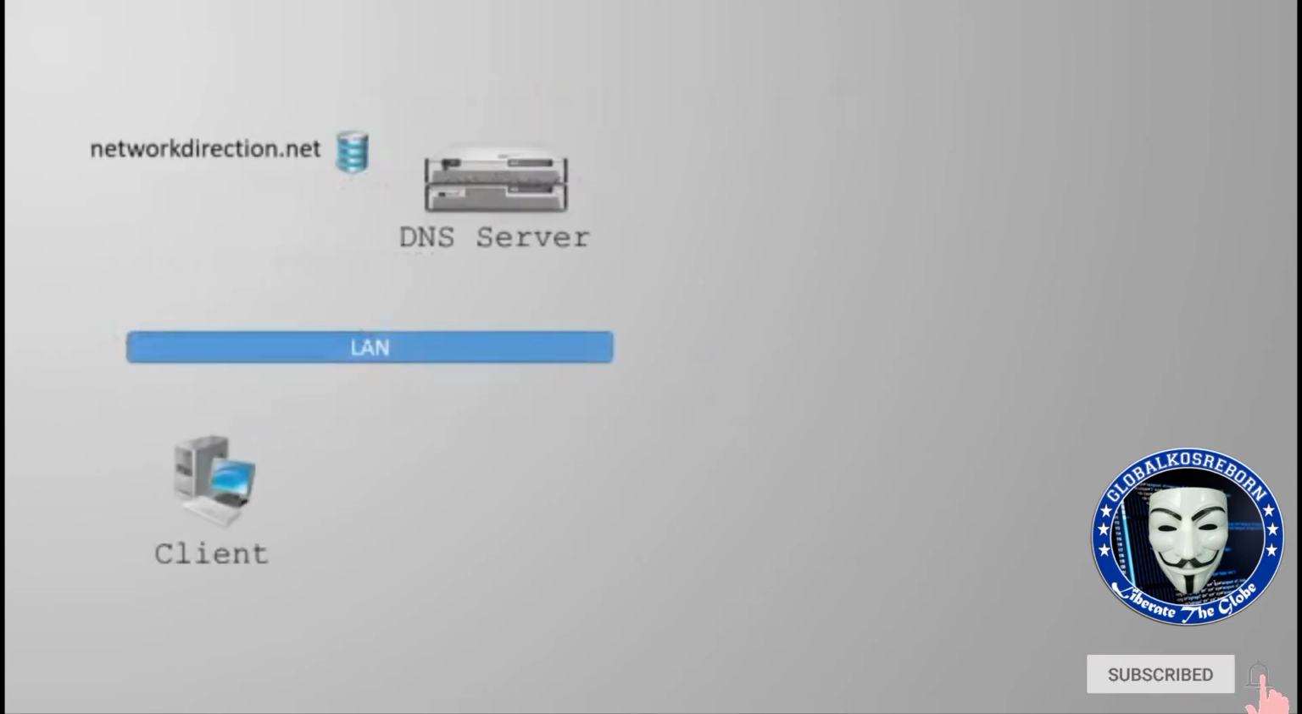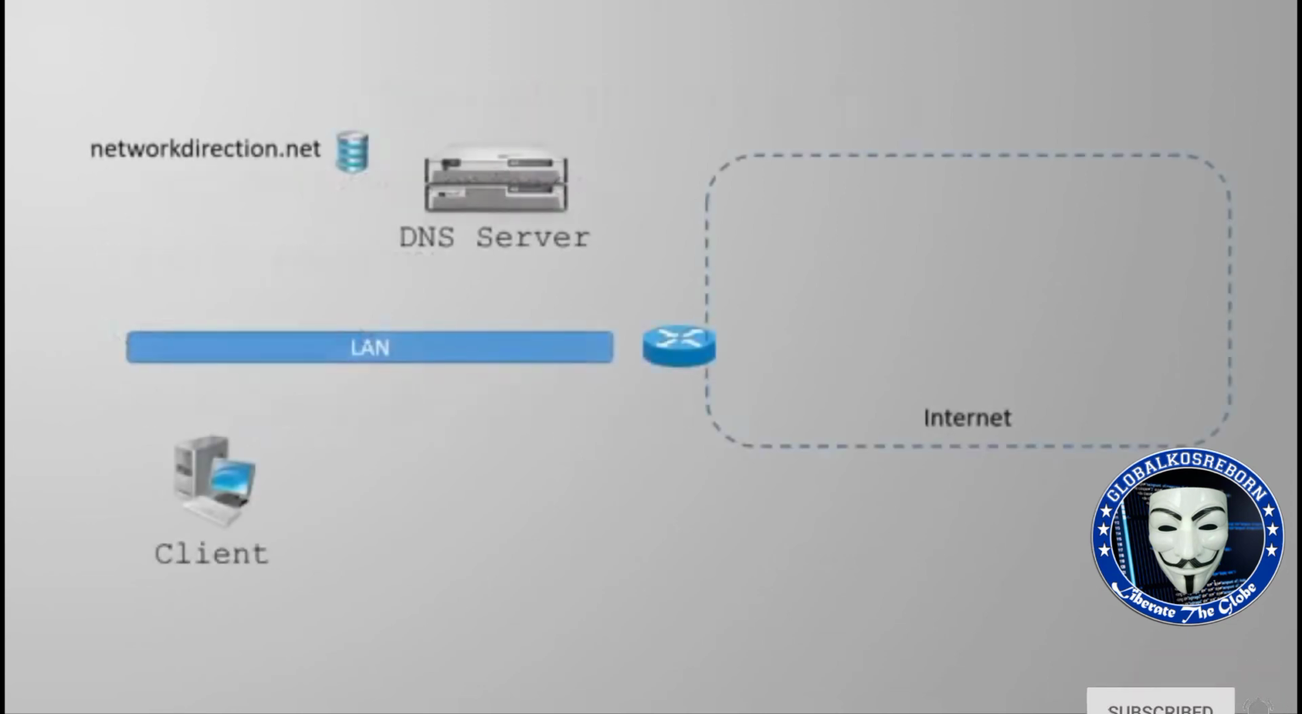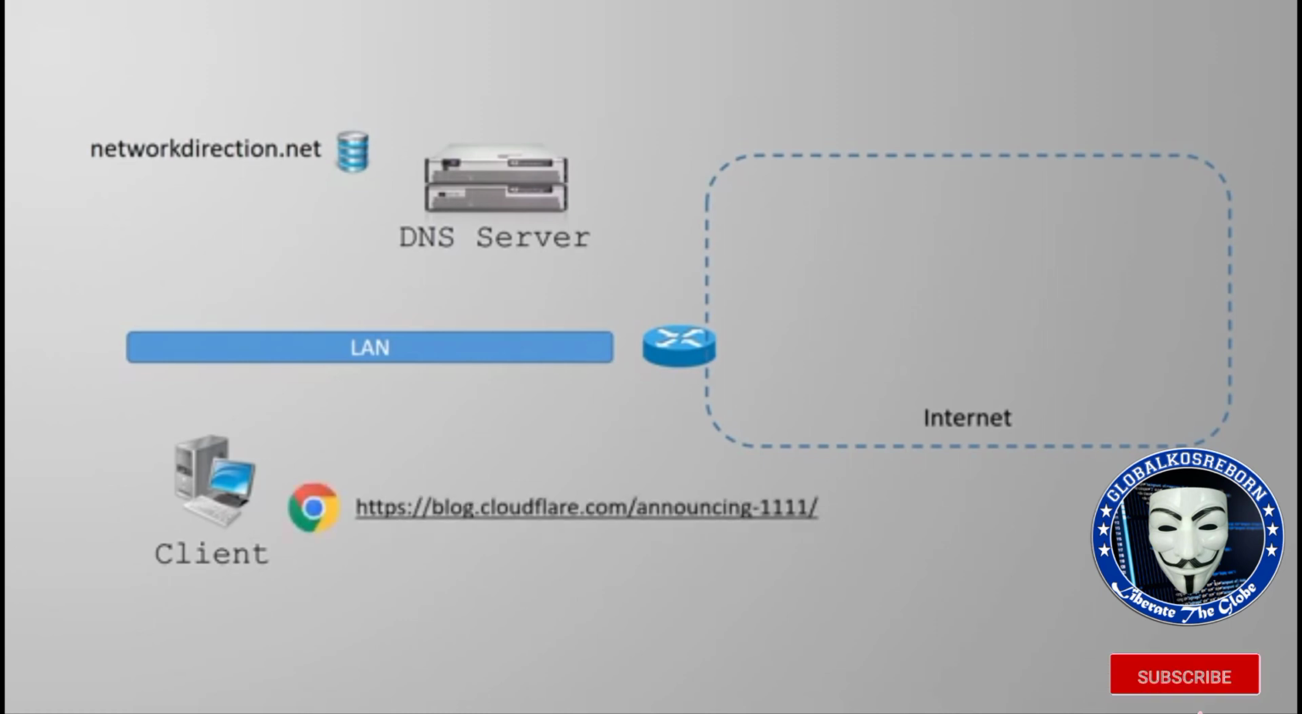Now let's get to a more complicated example. Think about when we need to look up a name on the internet. Let's imagine that our client wants to browse to this URL. First, it will need to perform a DNS lookup to resolve blog.cloudflare.com to an IP address. So just like before, it sends a message to the DNS server. However, our DNS server is non-authoritative for the cloudflare.com domain. So how does it handle this query?